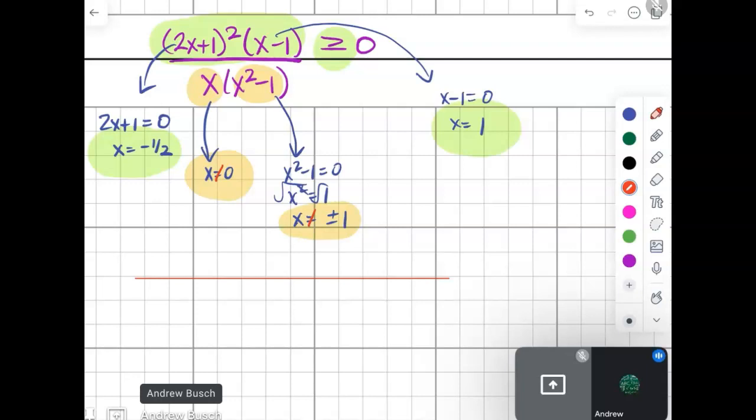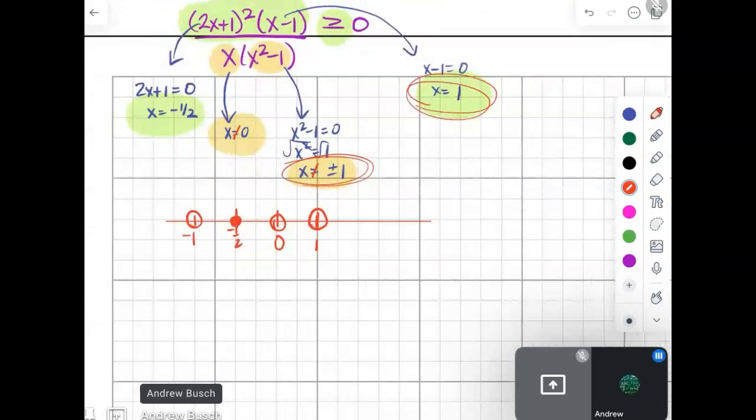Put your x's in order from least to greatest. So we've got negative 1 is the smallest, and we have a not equals symbol on that. The next number is negative 1/2, and that is equals, so it's going to be a filled in endpoint. Your next number is 0, and that is not equal, so an open endpoint. Your next number is positive 1. So here we see it's equals, but it's also not equal. You have to go with the not equal because that would create a 0 in your denominator, and you can't allow that to ever happen. So open circle for that.